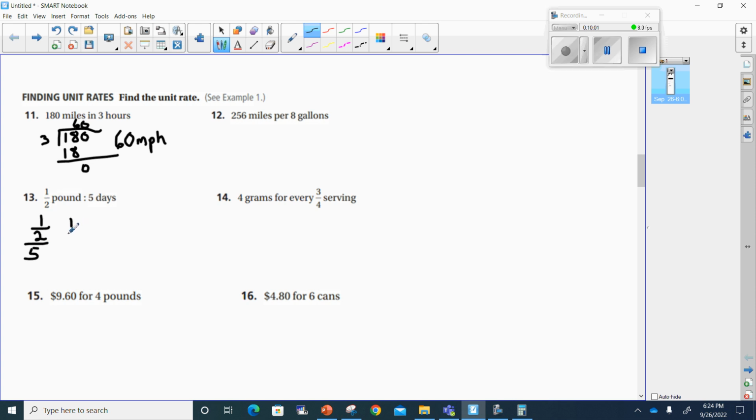Keep change flip, so that gives me 1/2 times 1 over 5. Remember, we're going to have to put 5 over 1 here, so flipping it will give us that. That tells me I got 1 over 10. So 1 over 10 pounds in 1 day. Or you could say 1/10 pound per day.